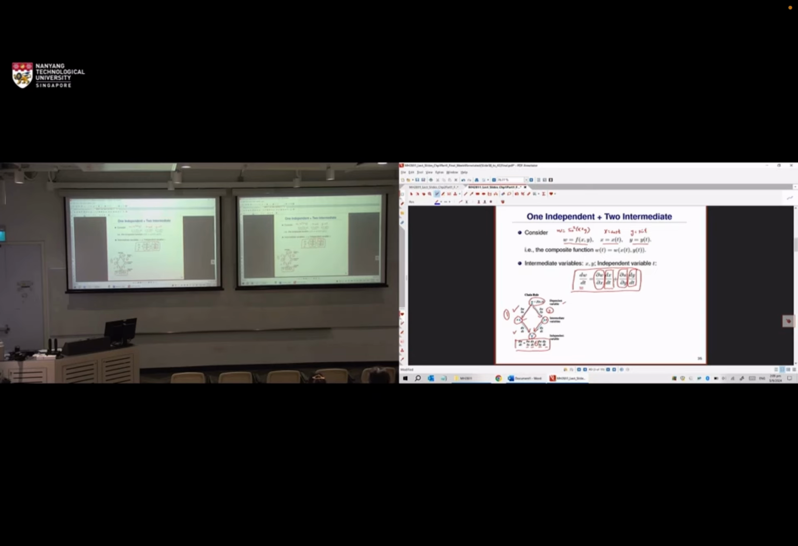So the intermediate variables are x and y. The independent variable is t, because t is like the time. Based on whatever time, you substitute it in to get your x and your y value, then you substitute the x value and y value back into your f(x,y). So x and y are intermediate, and your independent variable is t. I need you to remember this diagram.